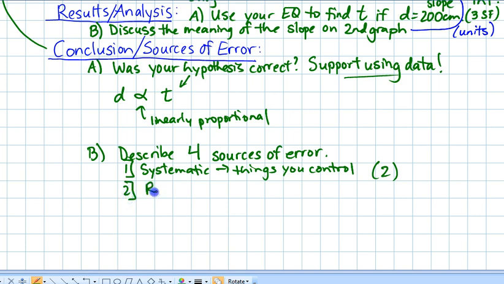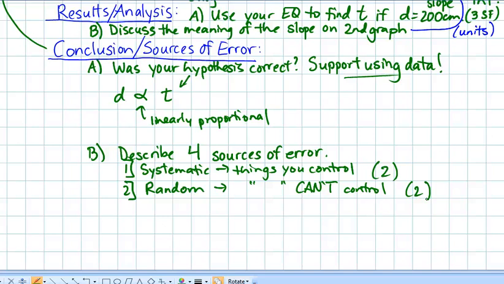And then think about what we would call random errors. These are things you can't control. Okay? For example, one thing that you can't control is getting a different marble each day. So think of a few of those.